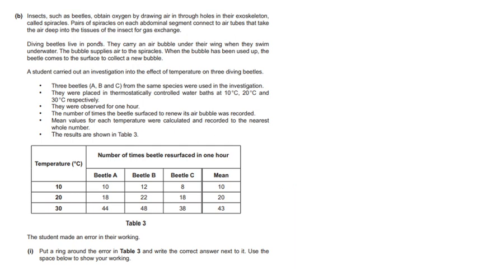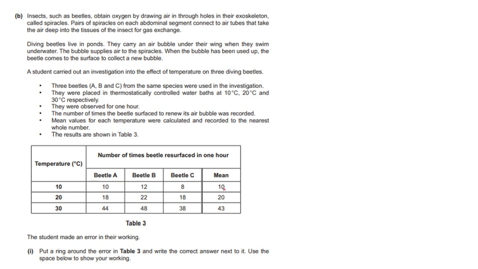For the second question, it gives you a lot of information about beetles, where they live, and some details for how they carry out investigation into the effect of temperature on 3 diving beetles. Notice that they haven't used anything higher than 30 degrees. Thank God. Otherwise you'd have boiled beetle. Something is apparently wrong in that table, and you just had to write the correct answer next to it. Doesn't seem anything wrong with the headings. Doesn't seem anything really wrong with the data, which means if there's an error, it must be in a calculation.